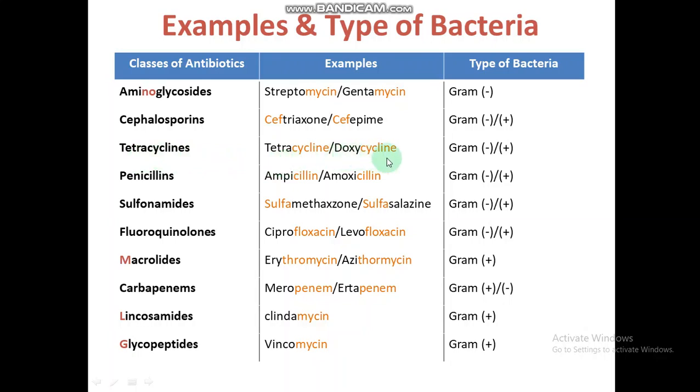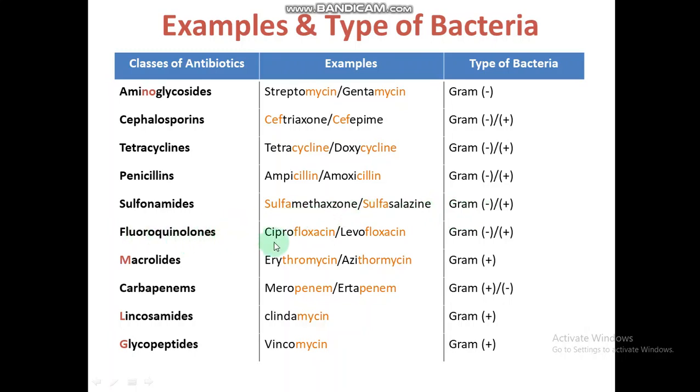Tetracycline or doxycycline, these are the medicines and they act on gram-positive and negative bacteria. Penicillins, the examples of penicillin are ampicillin and amoxicillin, and they act on gram-negative and positive bacteria also. Sulfonamides, the examples of sulfonamide medicines are sulfamethoxazole and sulfasalazine. They also act on gram-negative and positive bacteria.